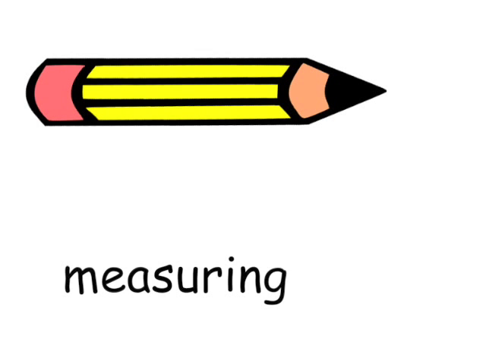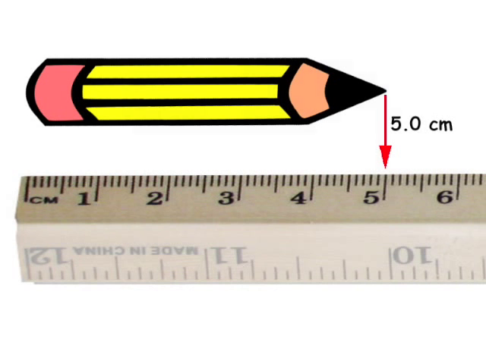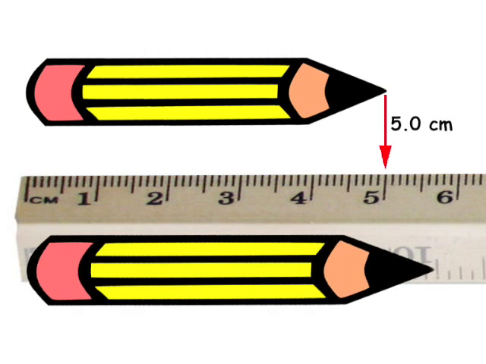Let's take measuring as the first example. Using the metric system to measure, here is a pencil showing that it is exactly 5 centimetres long. This second pencil is slightly longer than the first, but not as long as 6 centimetres. Look at this one against the ruler.